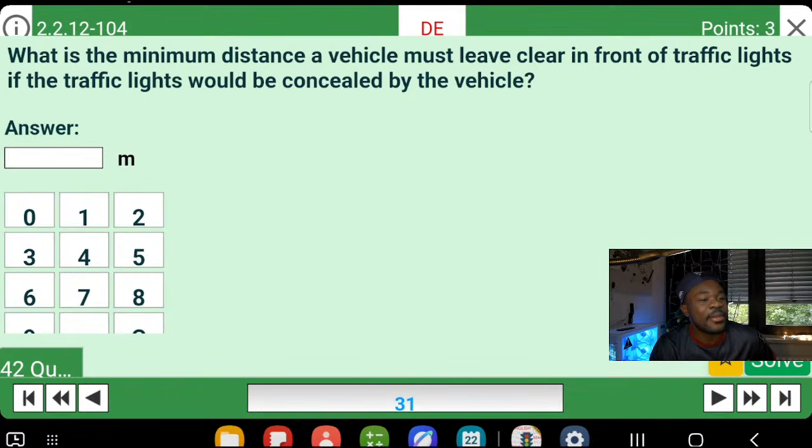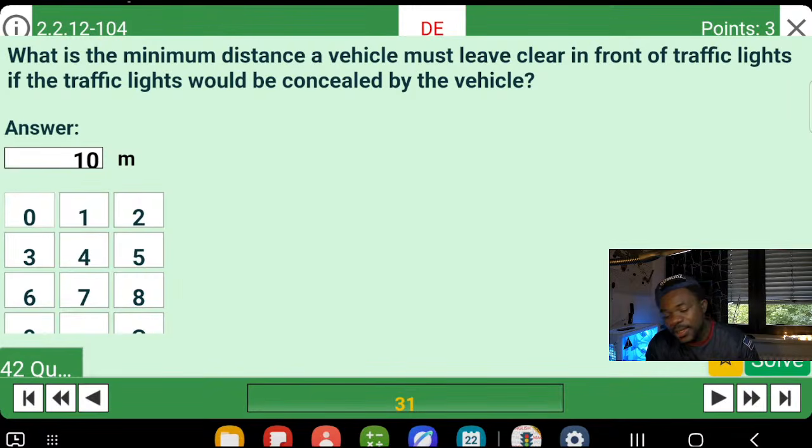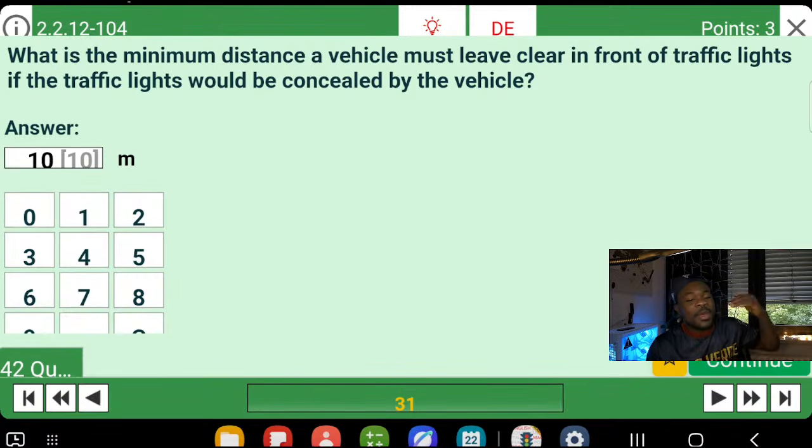What is the minimum distance a vehicle must leave clear in front of a traffic light if the traffic light would be concealed by the vehicle? So it's 10 meters. So the traffic light needs to be clear, so people coming from behind can see when it is red and when it is green. So if your car is going to be blocking it, what do you do? You keep at least 10 meters before the traffic light to ensure you are not concealing the traffic light.